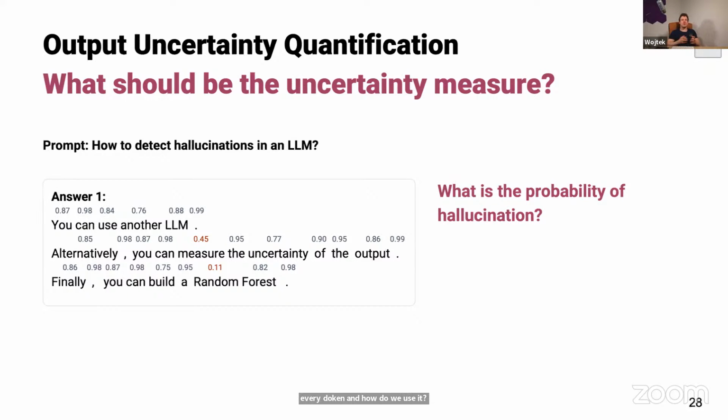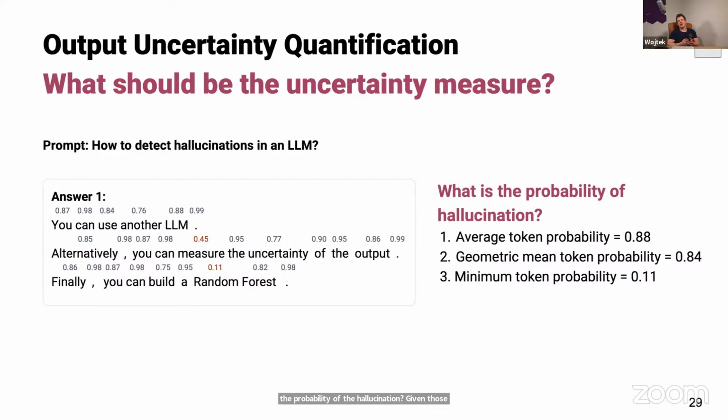Basically, another way to frame that question is, what is the probability of the hallucination given those numbers, given the sentence we have and token probabilities? We can look at it from at least 3 different perspectives. These are the perspectives explored in the paper, but I'm sure you could come up with way more. Actually, mostly 2 of them are explored in the paper. I added the geometric mean token probability for a reason I explain in a second. But these are the 3 main ways to quantify the uncertainty.